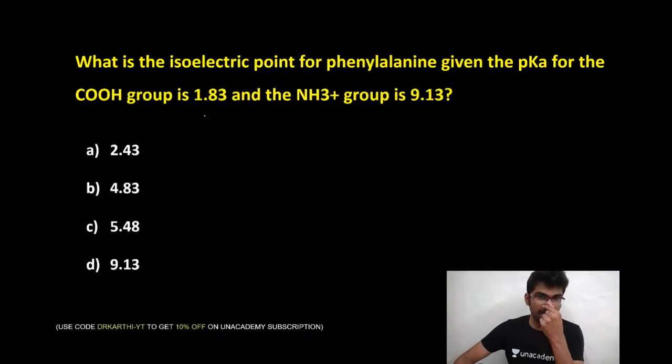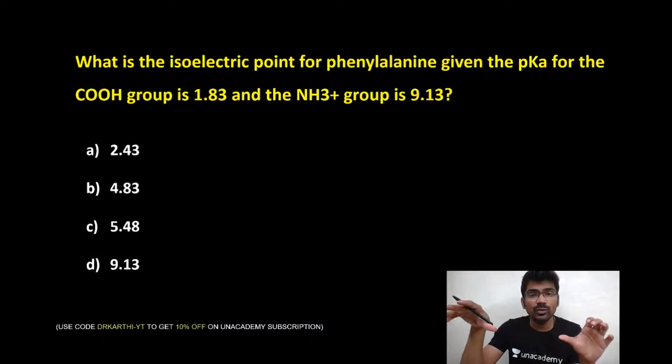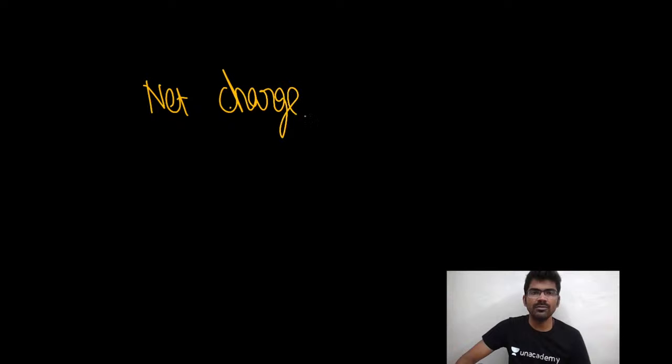Now try to calculate the isoelectric pH. What is the isoelectric pH? Isoelectric pH is the pH at which a molecule will carry the net charge of 0. Okay, so you should not say that the molecule is uncharged. It's not the case. The molecule will have a charge, right? So the net charge will be 0. That means it's going to carry an equal number of positive and negative charges.